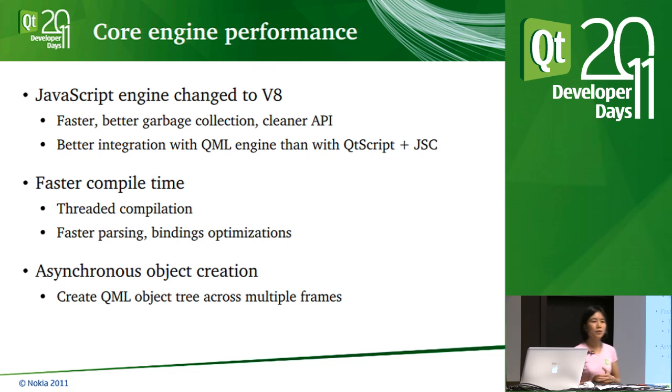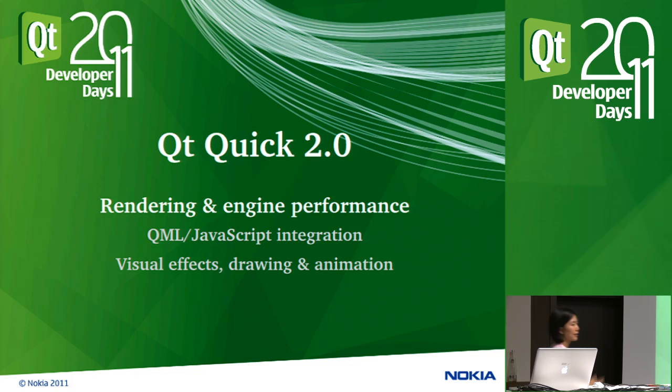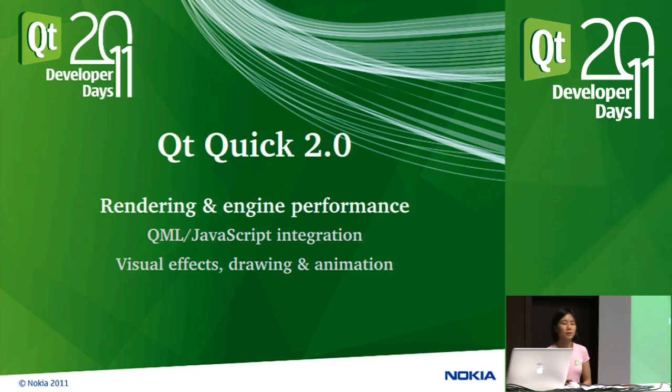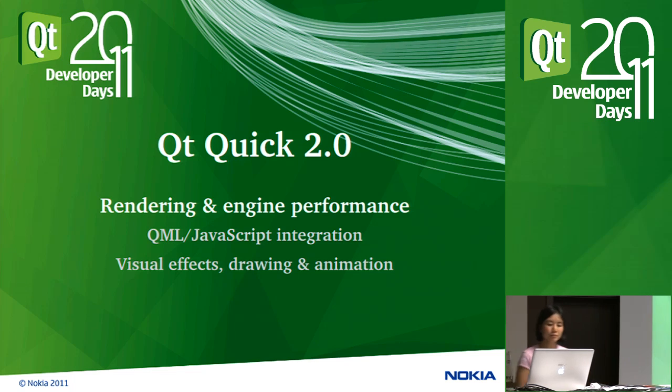It'll be faster when you create a whole lot of objects because it won't be freezing your UI. There's also other performance changes that I haven't added here. So for example, we're working on list model optimizations. For loader, you can now load your items asynchronously to avoid blocking the UI. So in short, performance is a key area that we're really focusing on for QtQuick 2.